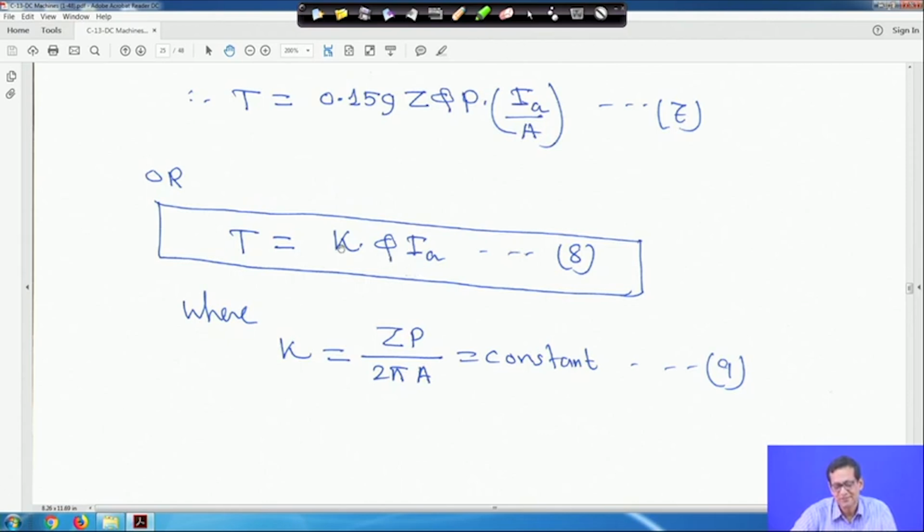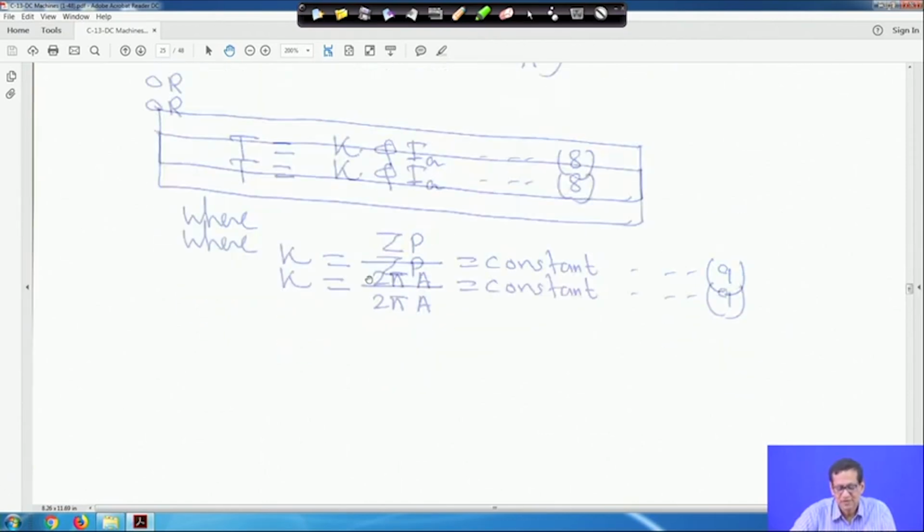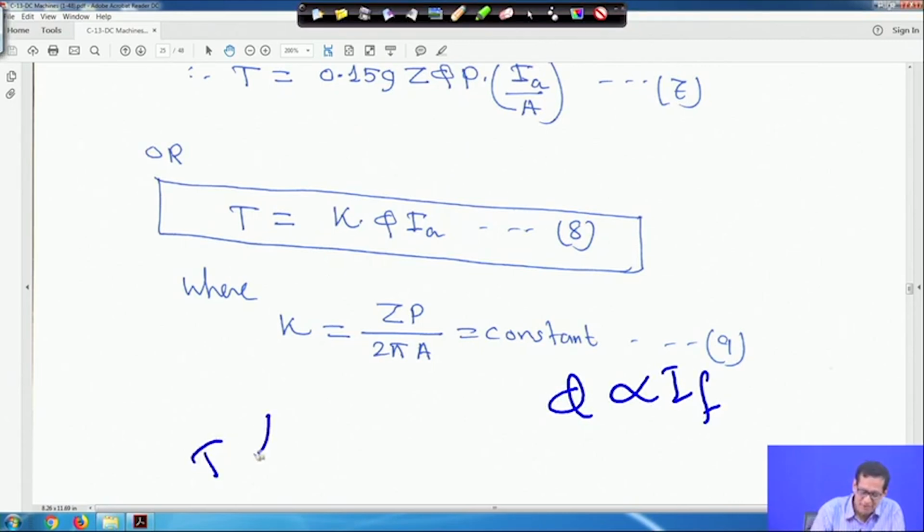We will see in the series motor and shunt motor how it is. Another thing, although it is not marked here, is that flux is actually proportional to the field current. That means torque is actually proportional to the product of field current and armature current. Instead of phi we have made it If.